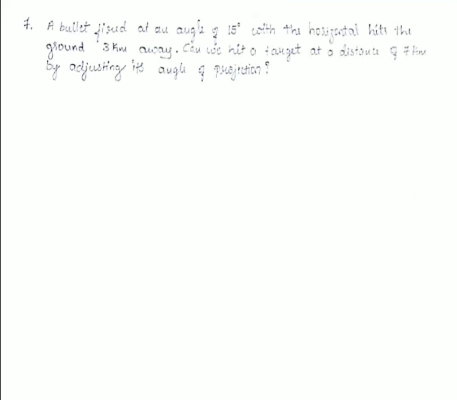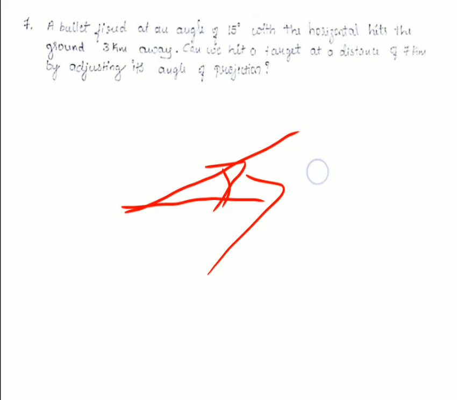Problem: a bullet fired at an angle of 15 degree. Okay, bullet has been fired at an angle of 15 degree with the horizontal, hits the ground 3 kilometer away. So, can we hit a target at a distance of 7 kilometer by adjusting its angle of projection? Okay, so it has been said that from the horizontal distance, a bullet has been fired, with an angle of 15 degree.